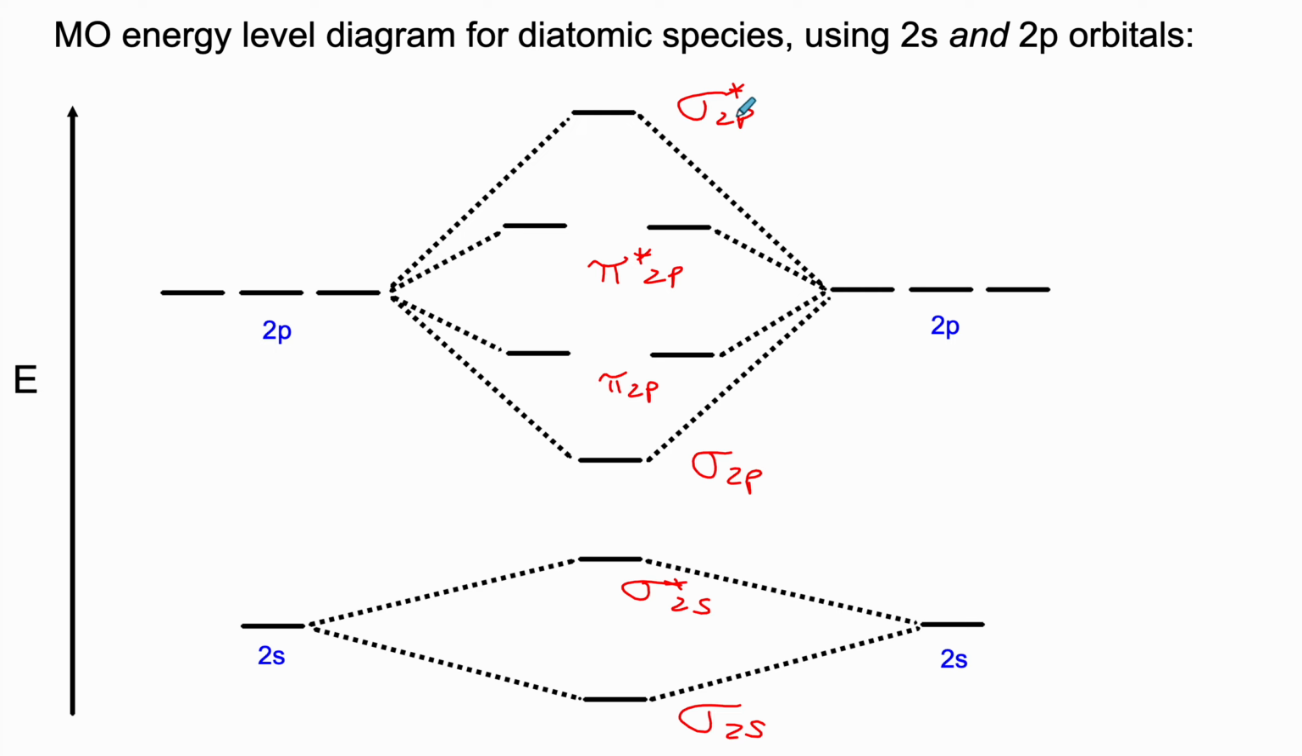Now, I will point out that this is a bit of an oversimplification because in certain cases, some of these molecular orbital energies begin to switch. But for this class, for this year, we are going to assume that this is the molecular orbital energy level diagram we will use for diatomic species.